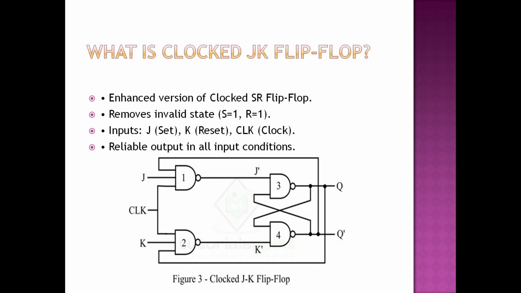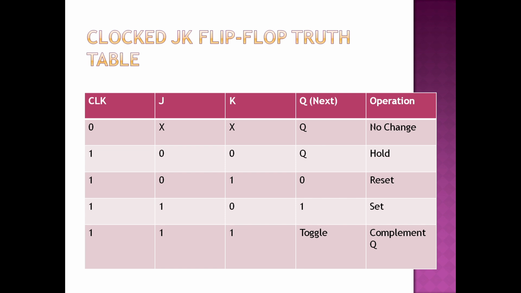We can discuss the clocked JK flip-flop. The clocked JK flip-flop is an improved version of the SR flip-flop that removes the invalid state problem. It uses two inputs, J and K. J means set and K means reset. Along with a clock input, the JK flip-flop responds to all combinations of J and K inputs, making it more versatile and reliable for synchronized circuit design.